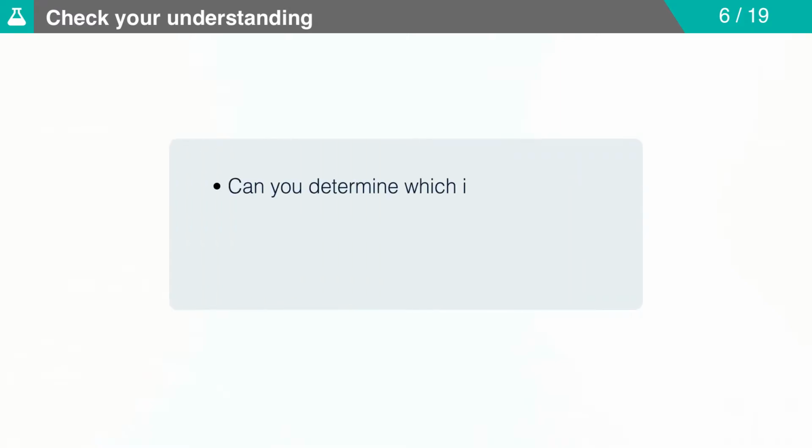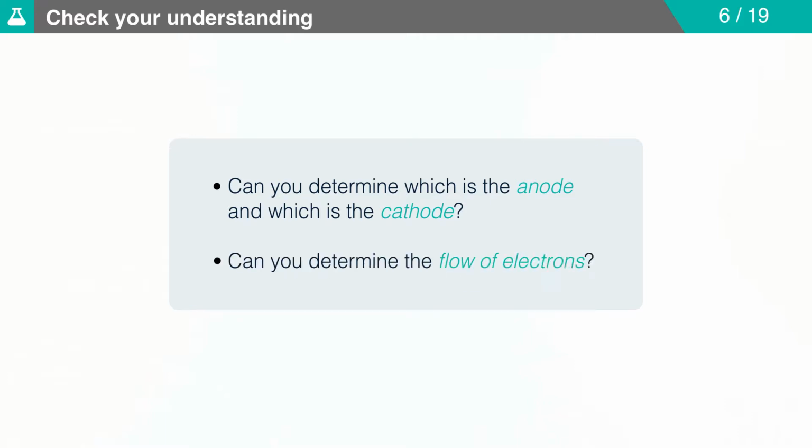Let's check your understanding. Can you determine which is the anode and which is the cathode? And can you determine the flow of electrons?